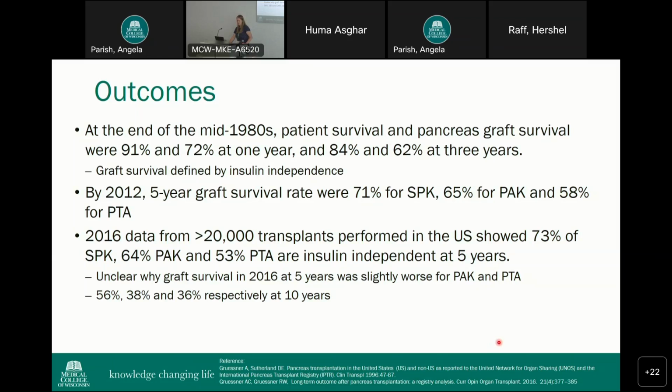In 2012, graft survival continued to improve, with best survival at 5 years being in patients receiving simultaneous pancreas and kidney. And then, unfortunately, between 2012 and 2016, there seemed to be a decrease in 5-year graft survival of pancreas after kidney and pancreas alone, and we're not exactly sure why this is the case.